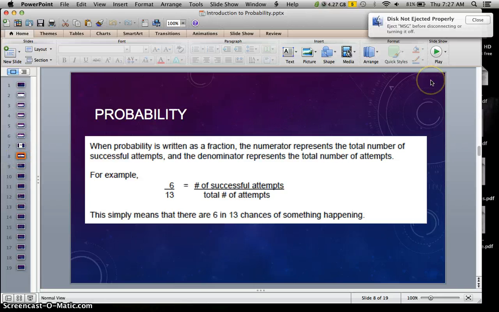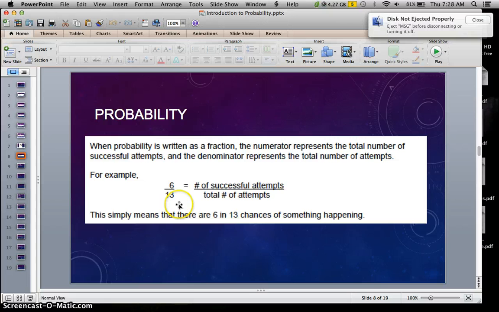So moving on to the actual definition of probability. Probability is most likely written as a fraction, and we're going to be talking about ratios later in this unit. But for now, when probability is written as a fraction, the numerator, the number on top, represents the total number of successful attempts, and the denominator represents the total number of attempts altogether. So we've got successful attempts over total attempts. If you take a look at your worksheet, there's a spot to write this information. If you need to, pause the video so that you can get this information down.